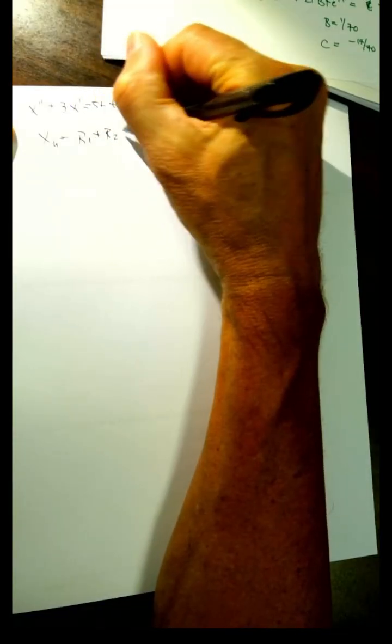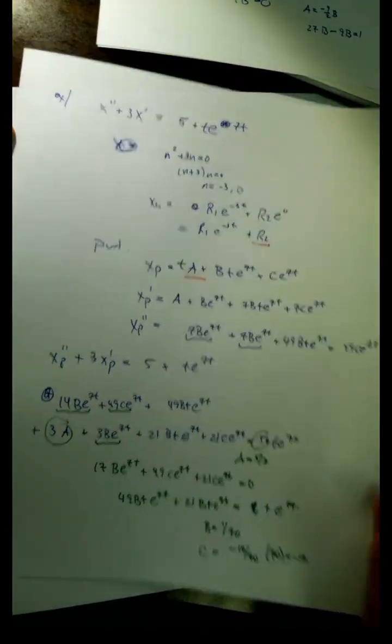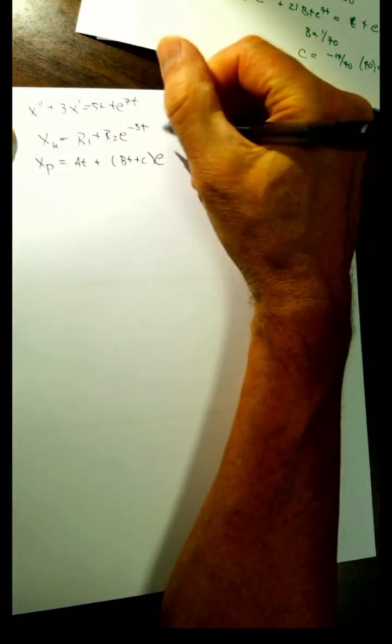Our homogeneous solution, I gotta go back and look, we said was r1 plus r2 e to the minus 3t. So again, you got to be really careful here. And we just decided that our particular solution was a times t plus the quantity bt plus c, e to the 7t. A, we decided, was 5/3.